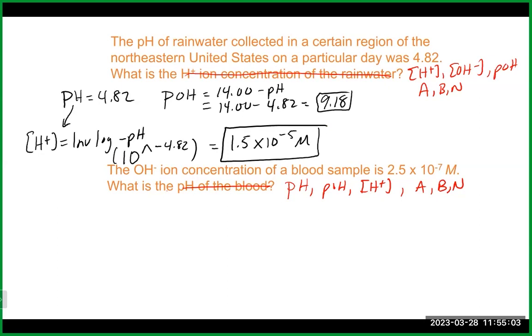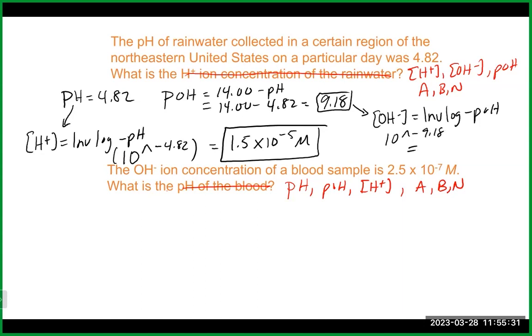Any questions on that there? Now, at this point, you really still have two options. You could use KW and take 1 times 10 to the minus 14 and divide it by that number. Or you could do the same sort of calculation you did with the pOH here. The OH minus concentration would be the inverse log of the minus pOH. That again is going to give you kind of like a 10 and a caret minus 9.18.